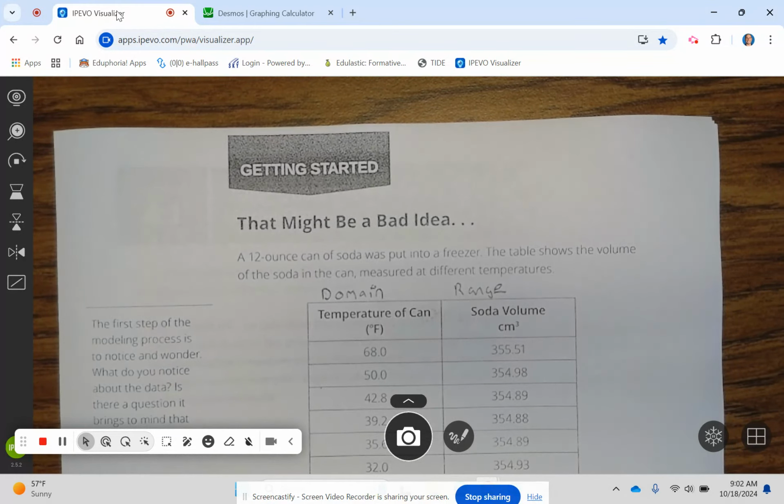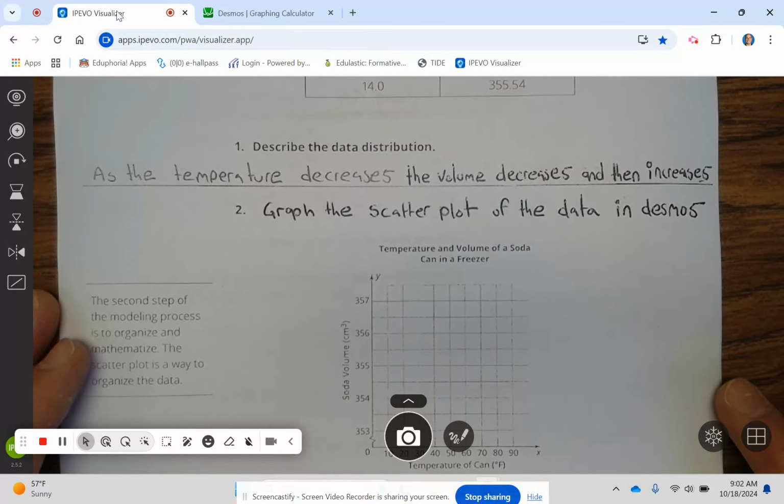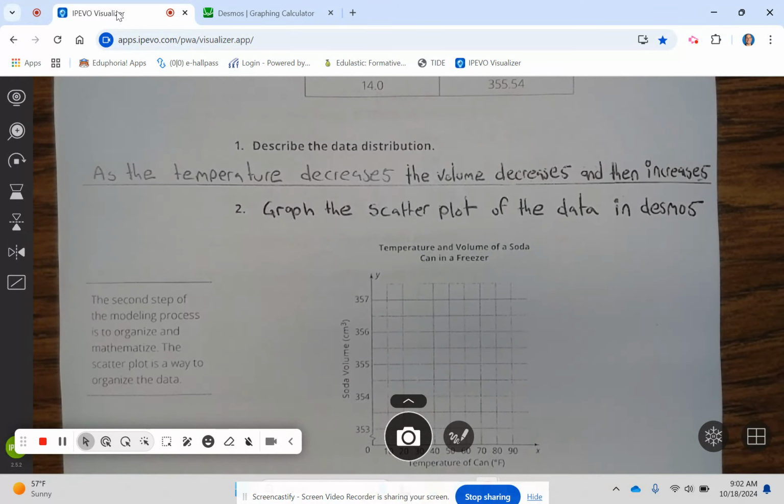Getting started. A 12-ounce can of soda was put into a freezer. The table shows the volume of the soda in the can, measured at different temperatures. Okay, the domain is the temperature of the can, and the range is the soda volume. All right, go ahead and look over the data. All right, number 1, describe the data distribution. As the temperature decreases, the volume decreases and then increases. All right, go ahead and write down number 1.